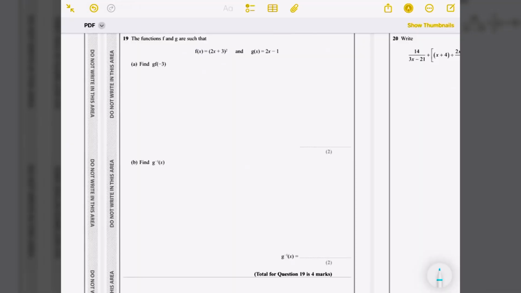Right, the functions f and g are such that this is f of x, so the function of x, the function of g is that. Find g f of minus 3. Let's do f of minus 3 first. Let's just break it down into f of minus 3 first.